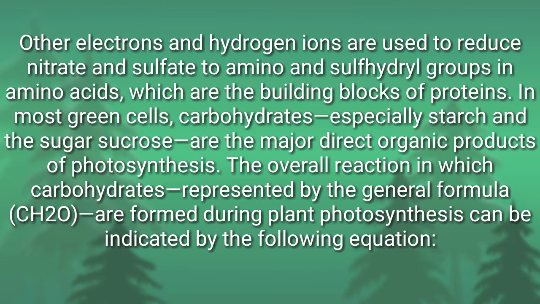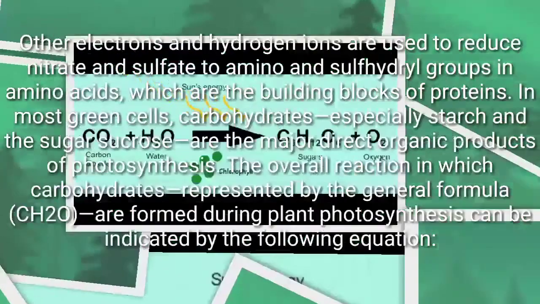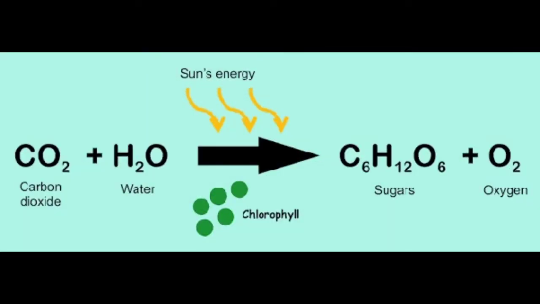In most green cells, carbohydrates, especially starch, and the sugar sucrose, are the major direct organic products of photosynthesis. The overall reaction in which carbohydrates, represented by the general formula CH2O, are formed during plant photosynthesis can be indicated by the following equation. This equation is merely a summary statement for the process of photosynthesis. It actually involves numerous reactions catalyzed by enzymes, or organic catalysts.